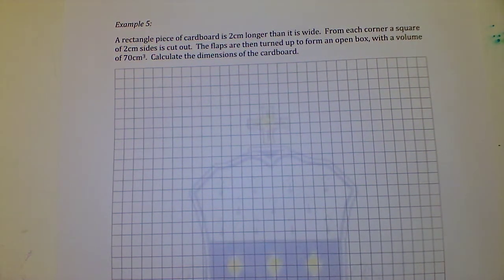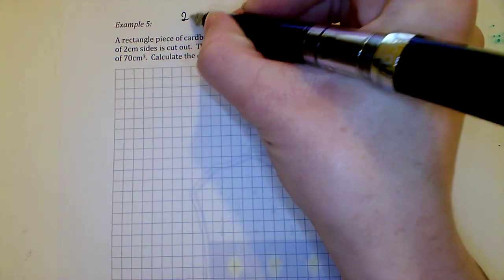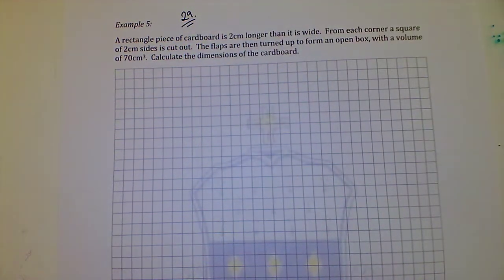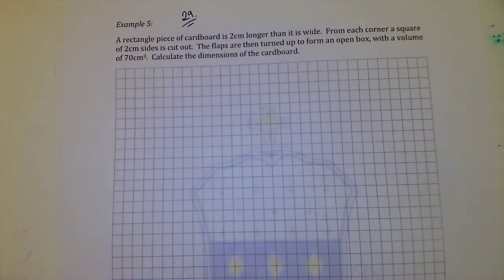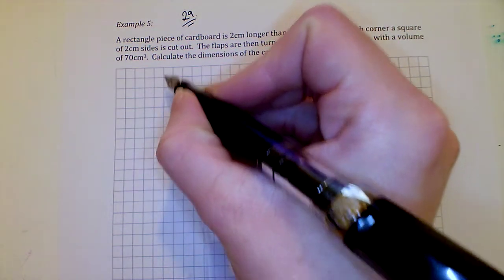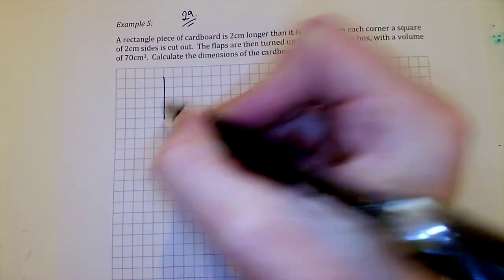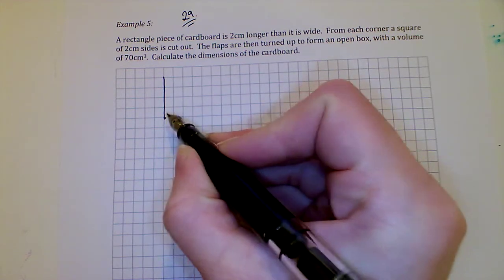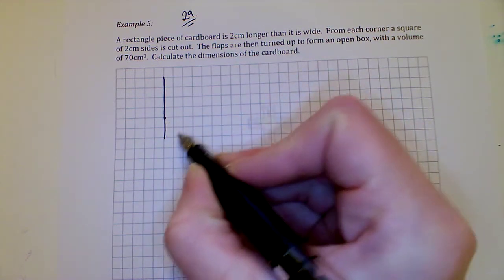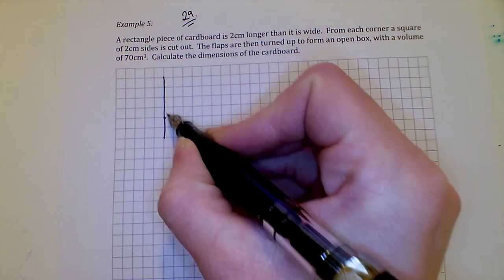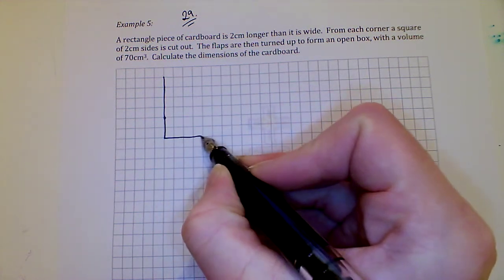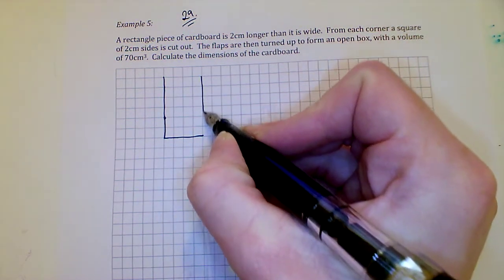Now we're on page 29 of the notes, and we're going to look at these two examples. A rectangular piece of cardboard is 2 centimeters longer than it is wide. So let's draw a sketch of what that looks like. It's 2 centimeters longer than it is wide. So it looks something like this.